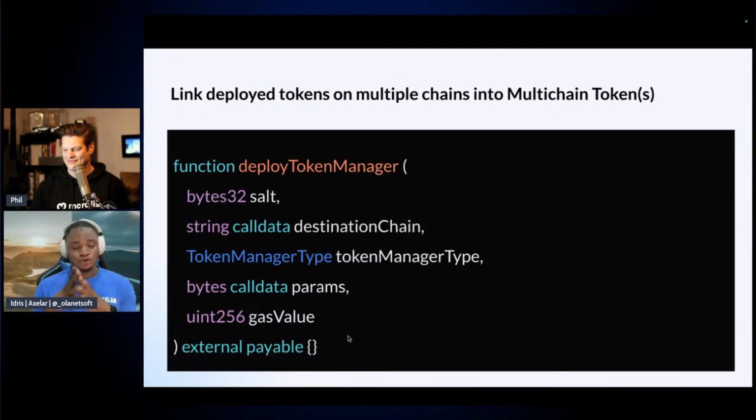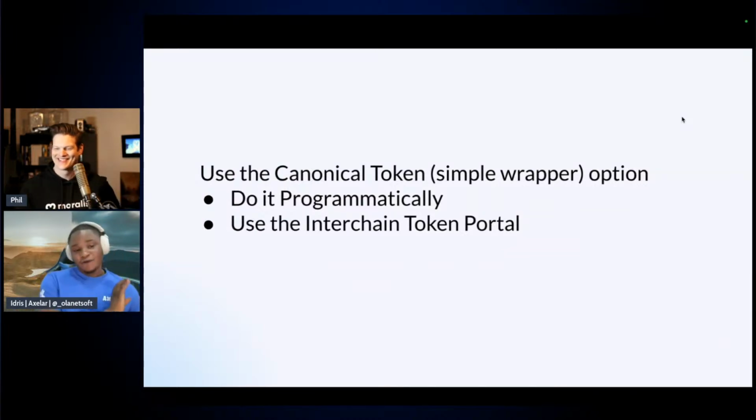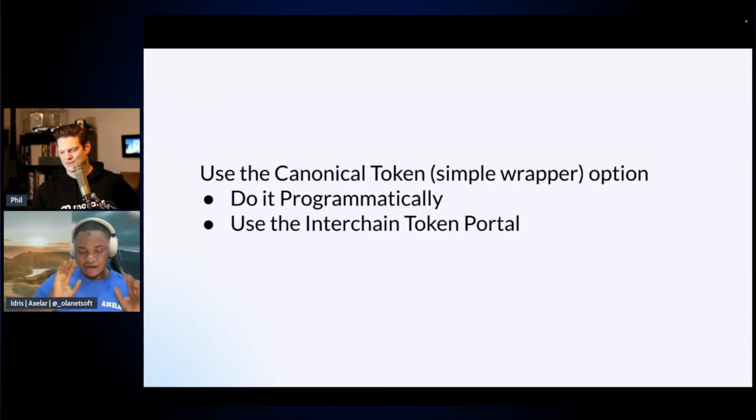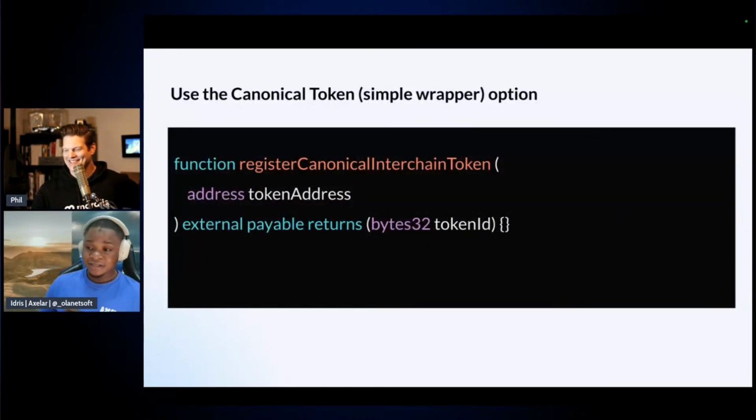So this is the function you need to call if you want to link deployed tokens on multiple chains into a multi-chain token. The second option is for when you don't have tokens on multiple chains, you already have one on one chain. Then you can just use this option, which is to do it programmatically, or to use the interchain token portal. If you want to do it programmatically, you just call the function registerCanonicalInterchainToken on the interchain token service contract, and you specify the token address, and it's going to return a unique token ID for you.